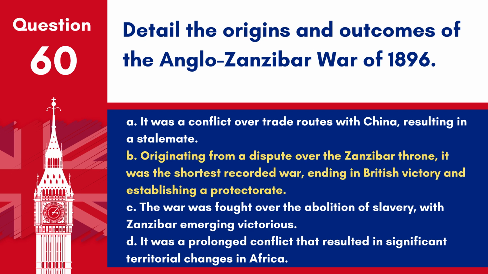Answer: B. Originating from a dispute over the Zanzibar throne, it was the shortest recorded war, ending in British victory and establishing a protectorate. This brief conflict underscored British imperial influence and the strategic importance of Zanzibar.